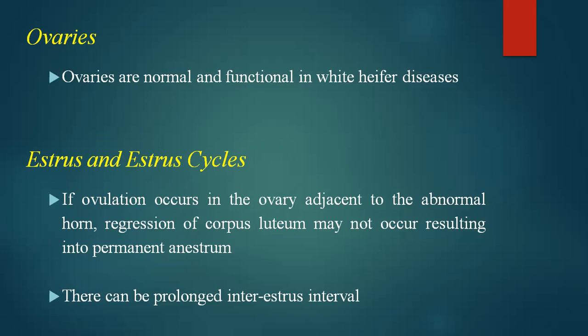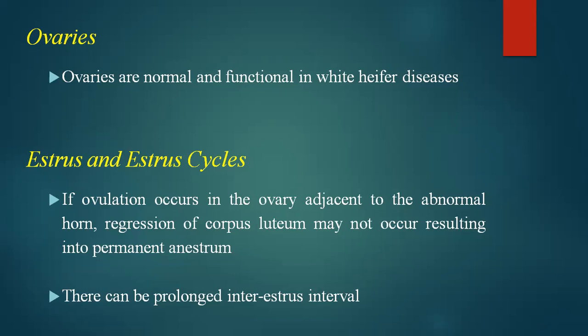Estrus and estrus cycles: if ovulation occurs in the ovary adjacent to the abnormal horn, regression of corpus luteum may not occur, resulting in permanent anestrus. So suppose one horn is affected and it is aplastic, it is not having normal endometrium lining, what will happen? The ipsilateral ovary or adjacent ovary, if ovulation occurs in that ovary, the CL will not regress.